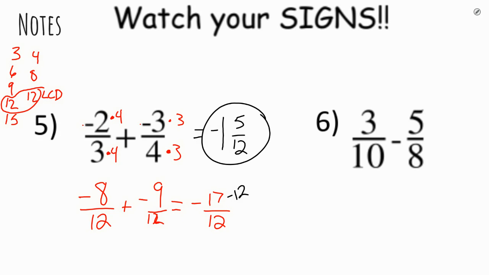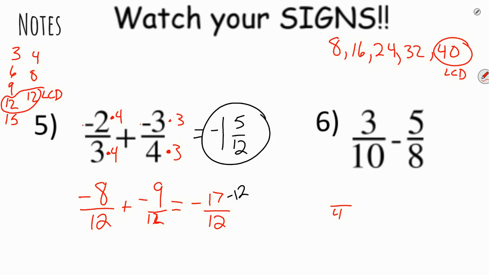All right, if you feel confident, pause this and try doing number 6 on your own. Otherwise, just follow along. We know 10 can go into any number that ends with a 0. So let's just do our 8. 8, 16, 24, 32, and 40. The 40 is our least common denominator.